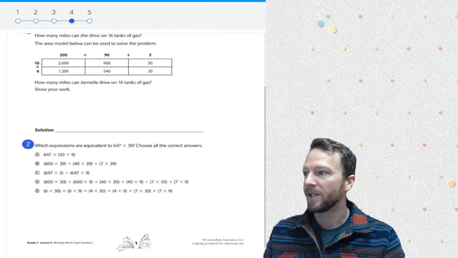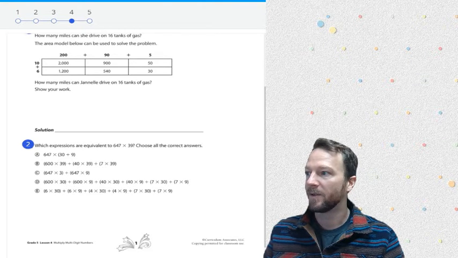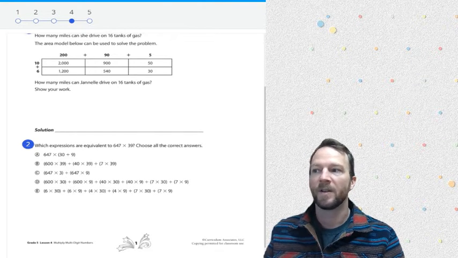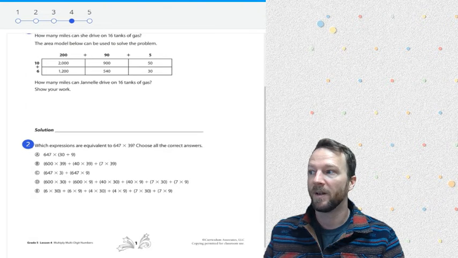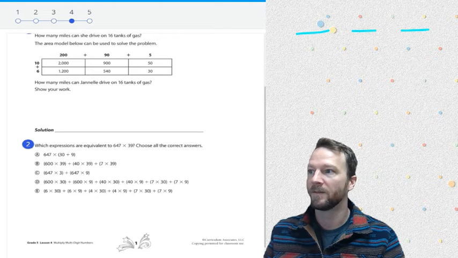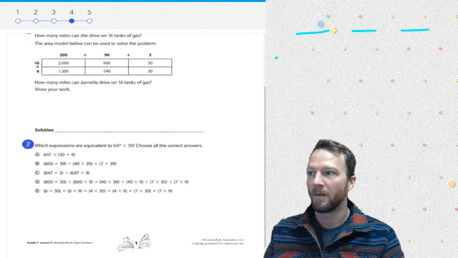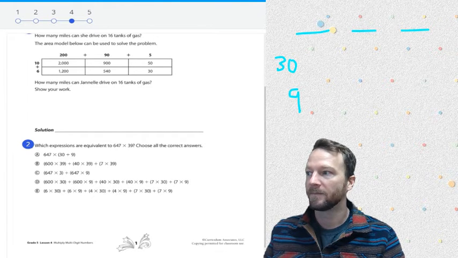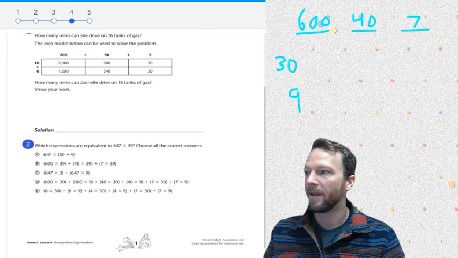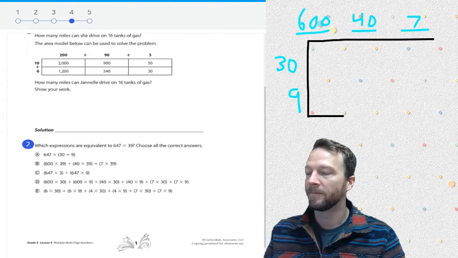Number 2 says, which expressions are equivalent to 647 times 39? So the first thing you want to do is break this apart into an area model. So if I break it apart, I'd have my hundreds, my tens, my ones, and then times 30 and 9. So I guess I can just write in here 647 and 30 and 9. So then I would break it apart.